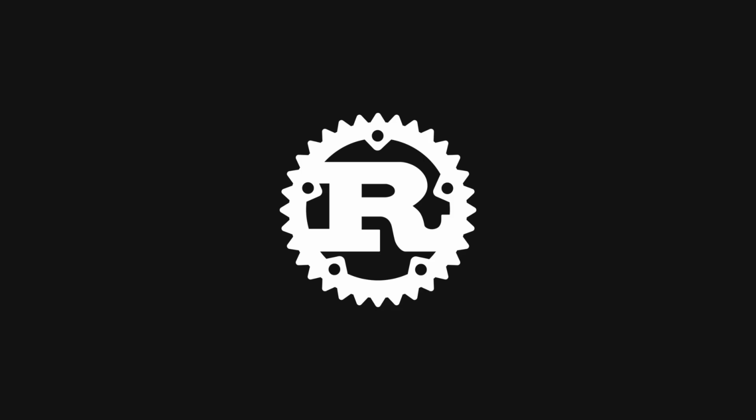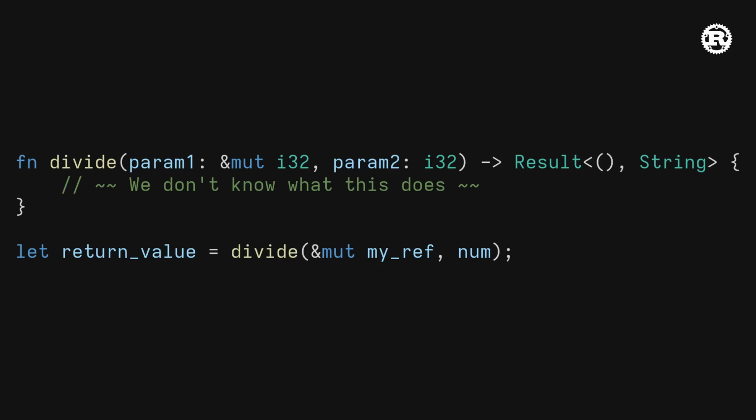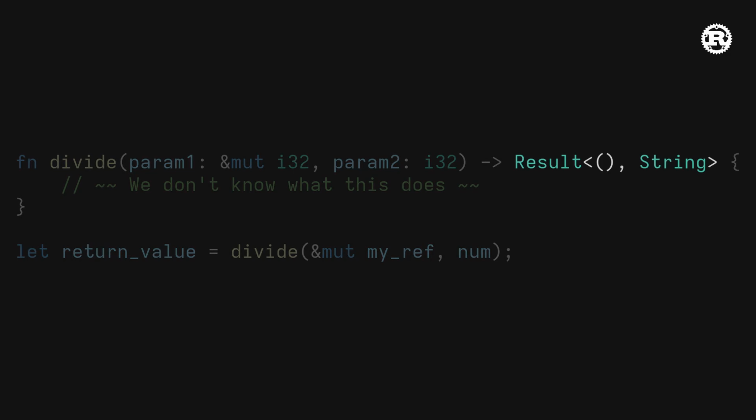Unsurprisingly, the Rust version of this function is much clearer. Here we can immediately see the purpose of this function. Without even looking at the inner logic, we see that the function returns a result with a success to be discarded, indicated by the empty parentheses, or an error in the form of a string message.